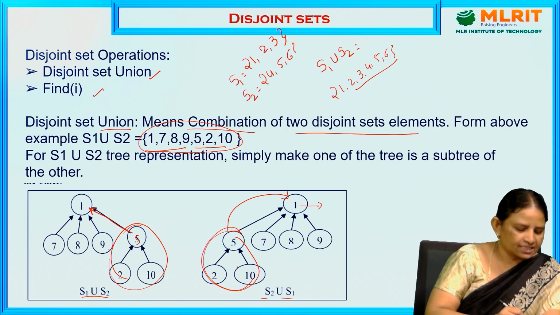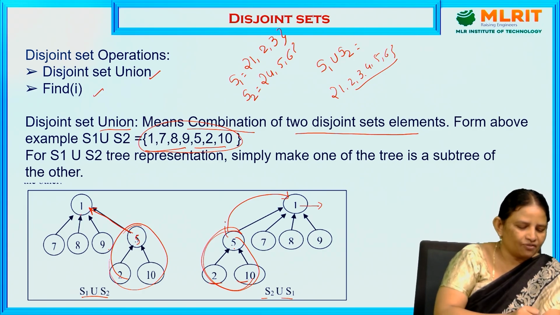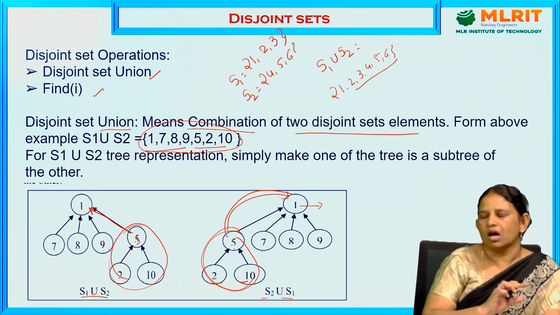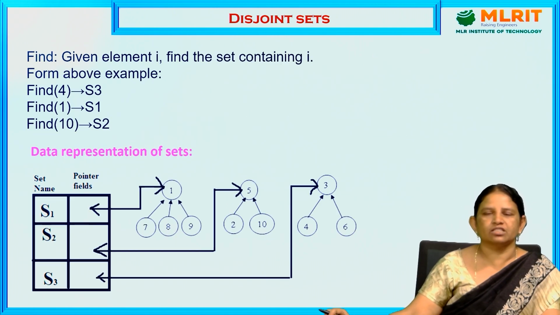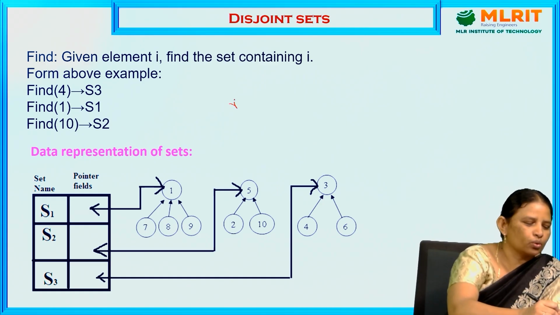So in this example, for 2 and 10 the parent is 5, and again 5's parent is 1. Again 7, 8, 9 parent is 1. This is the disjoint set union operation. Next one is the find operation. The find operation returns the root node.